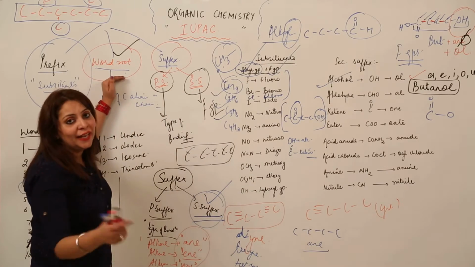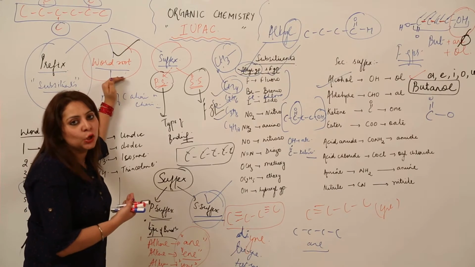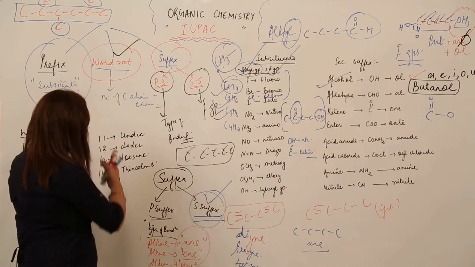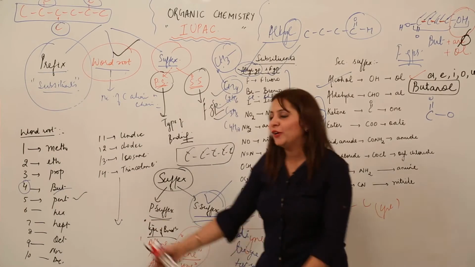Second is the word root. Again, it is a basic tool, because while we were doing alkane, alkene, alkyne, we did that also, right? So it just specified the number of carbon atoms in a chain. That is meth, eth, prop, but, pent. You know that it is now in your hand. You know how to write it, right?